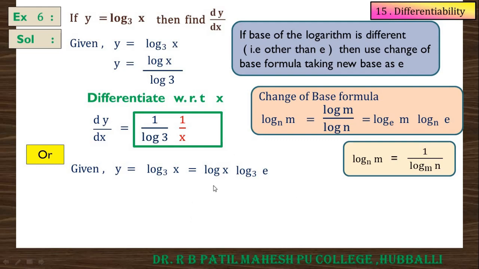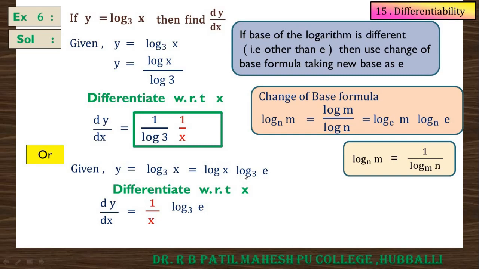And remember, when you follow this, log e to the base 3 is a constant. So only the log x function you have to differentiate. Therefore log x, differentiate this with respect to x, dy by dx, you will get: the log x derivative is 1 by x, and log e to the base 3.